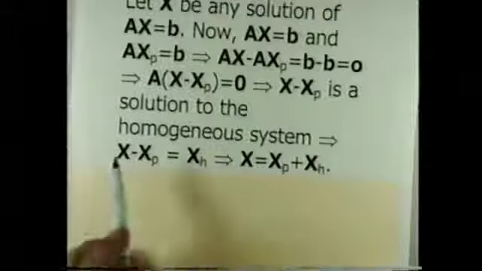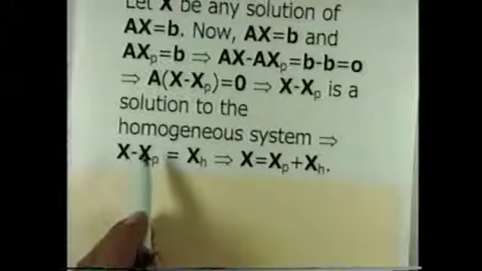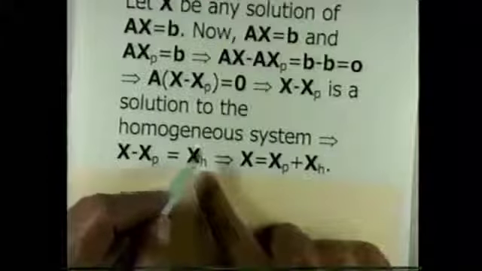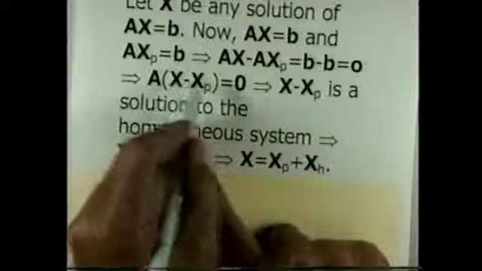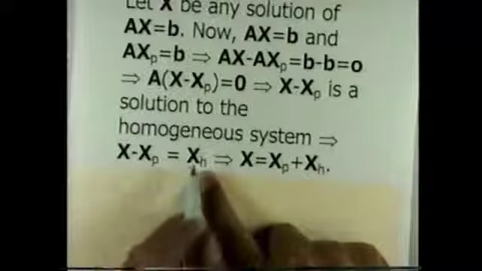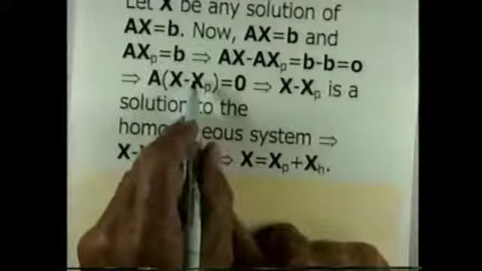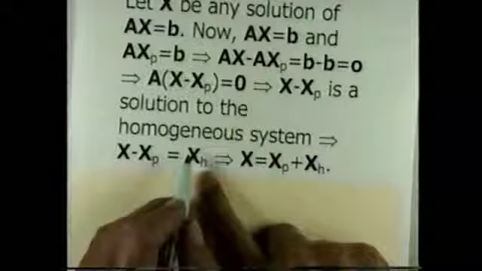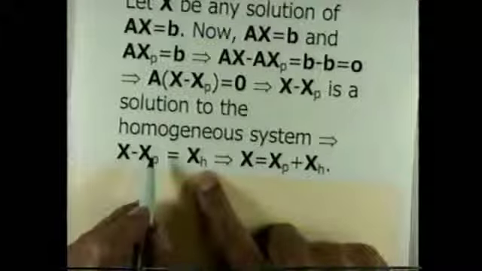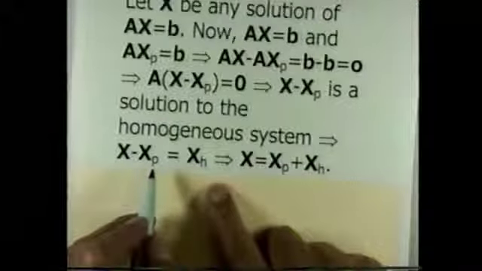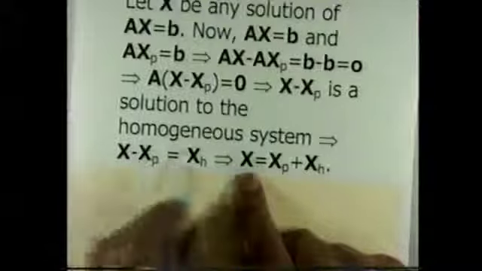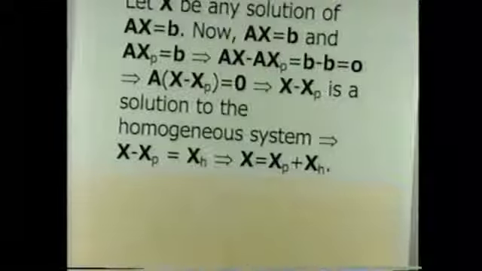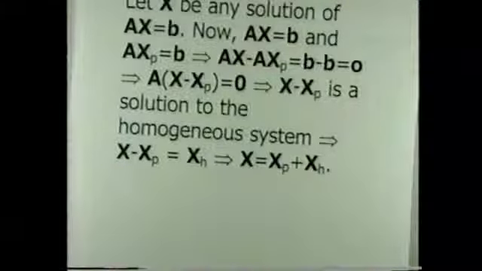Well, this implies that x minus xp is equal to xh, because xh was the set of all solutions to the homogeneous system. So xh stood for the solutions to the homogeneous system. X minus xp is the solution to the homogeneous system. xh was the solution, so therefore they're equal. Now the next step is just simple algebra, just add xp to both sides. So we get x is xp plus xh.